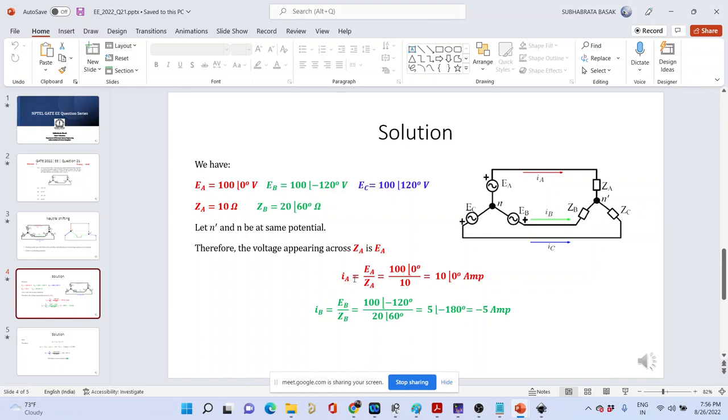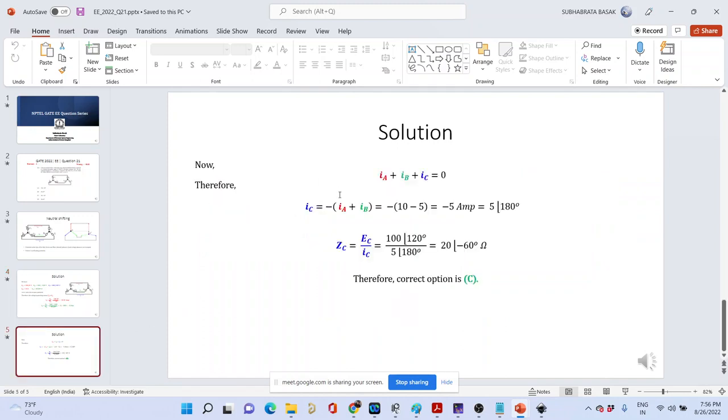So you need to find IA by this simple Ohm's law: EA divided by ZA, you get 10 angle 0 ampere. You find IB, which is EB divided by ZB, which is minus 5 amperes. Now by KCL, if you look at it, IA, IB and IC are all pointed towards n dash. So IA plus IB plus IC has to be equal to 0 according to KCL. So let us do that. Now from here we can find IC, which comes out to be again minus 5 ampere. Now to find ZC, we do EC divided by IC, that is 20 angle minus 60, and the correct option is C.